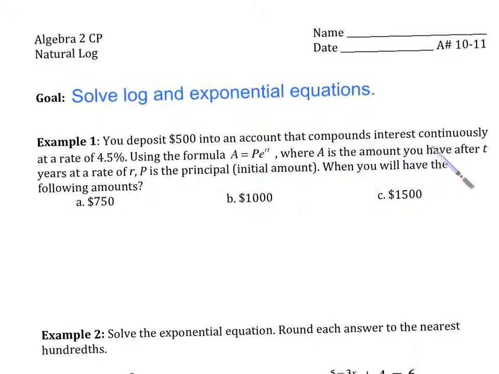okay? That compounds interest continuously at a rate of 4.5%. That is, every year you get 4.5%, but it's actually a little bit more. Now, using this formula, A equals Pe^(rt), where A is the amount you have after t years at a rate of r, P is the principal, your initial amount. So when will you have $750? So after how many years? When will you have $1,000? And when will you have $1,500?